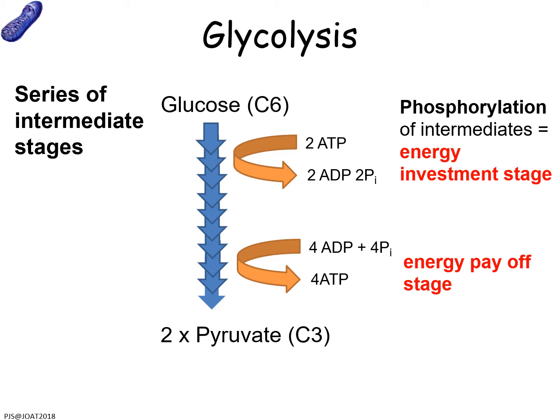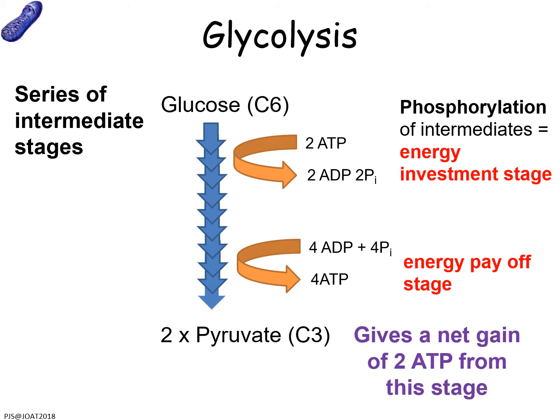So although we paid in 2, we got out 4, so we have a net gain of 2 ATPs from this stage. Now you knew there was 2 ATPs from National 5. You now need to know this: energy investment, energy payoff, and the term phosphorylation of the intermediates.